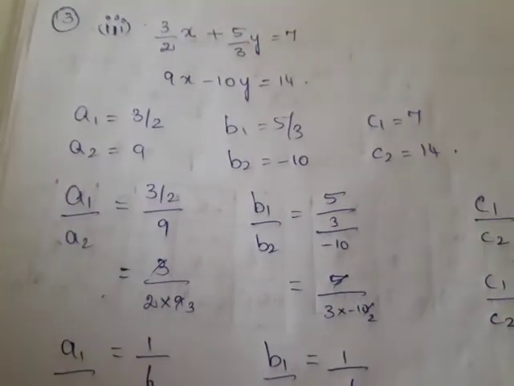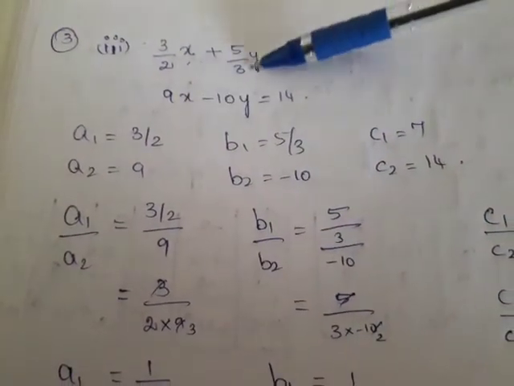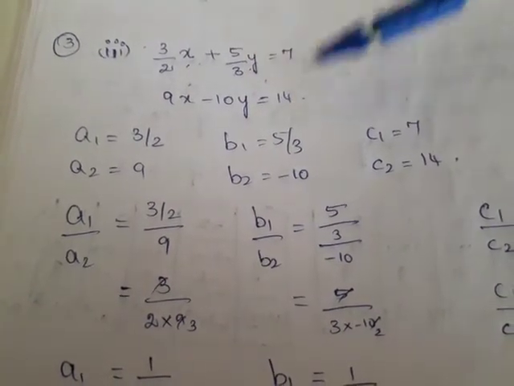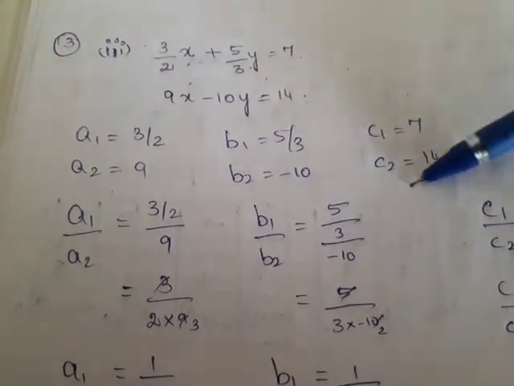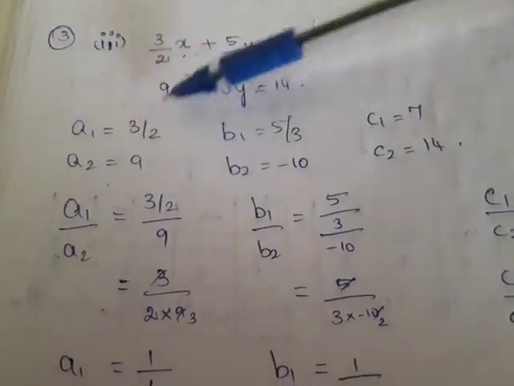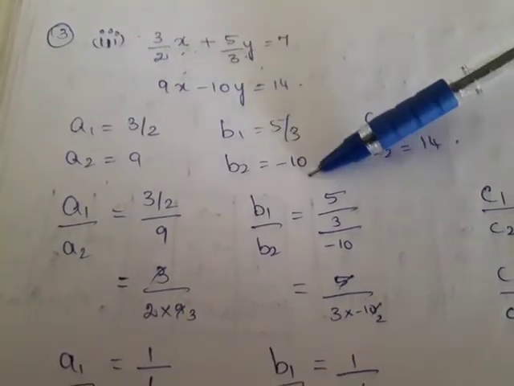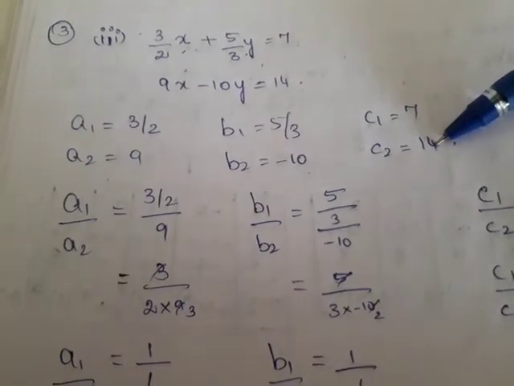Here I have solved the third question. See, the question is 3 by 2x plus 5 by 3y equal to 7, 9x minus 10y equal to 14. The same way, list out what is a1, a2, b1, b2, c1, c2. So here 3 by 2, here it is 9, here it is 5 by 3, here it is minus 10, c1 is 7, c2 is 14.